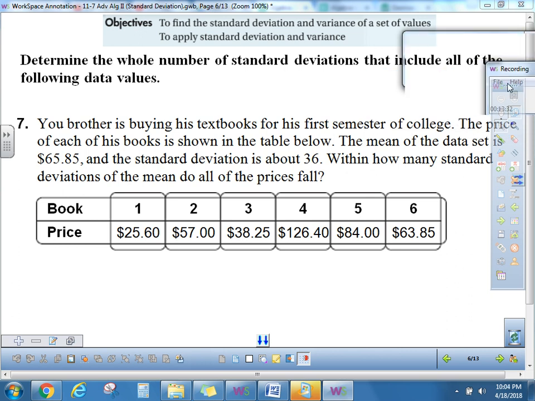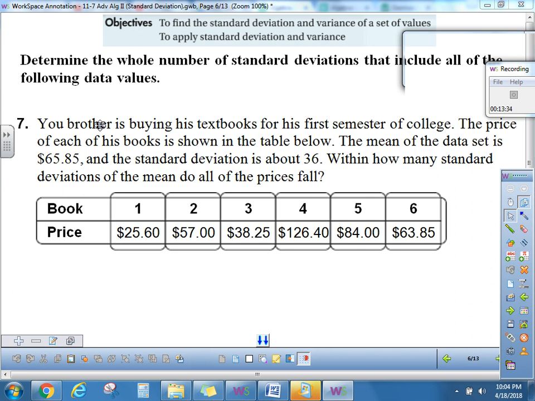Okay, so let's read the problem. Your brother is buying his textbooks for his first semester of college. Yikes. The price of each of his books is shown in the table below. The mean of the data set is $65.85. So he's paying approximately $65.85 for a textbook.